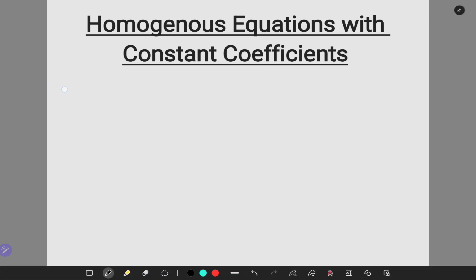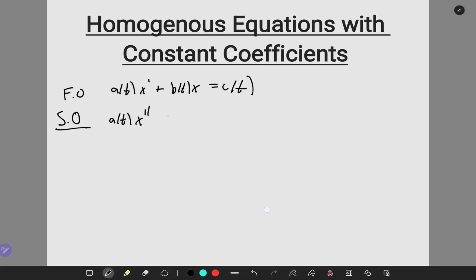So for first order we had, what was it? It was a of t times x prime plus b of t times x is equal to c of t, right? Now for second order, which is what we're focusing on now, we're going to have something like this: a of t times x double prime plus b of t times x prime plus c of t times x is equal to s of t.